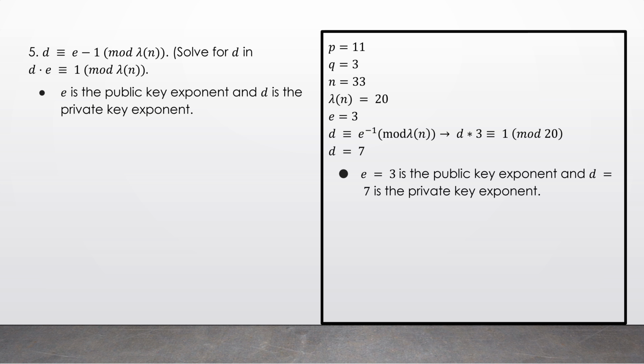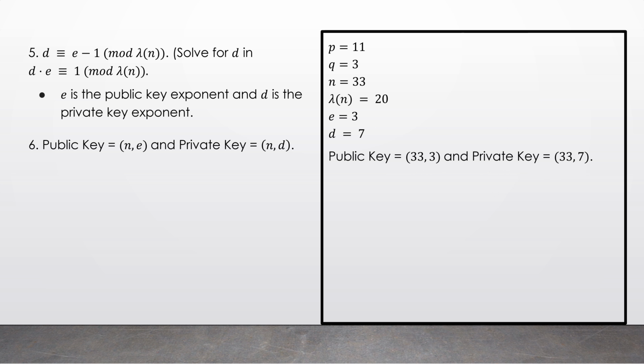In our example, we can solve for d using 3 times d equals 1 mod 20, d equals 7. We set e equals 3 as a public key exponent and d equals 7 as a private key exponent. The public key is (n, e), and the private key is (n, d). In our example, that means our public key is (33, 3) and our private key is (33, 7).